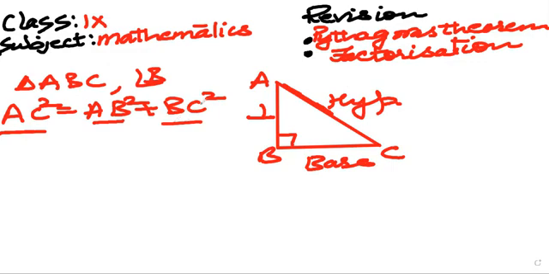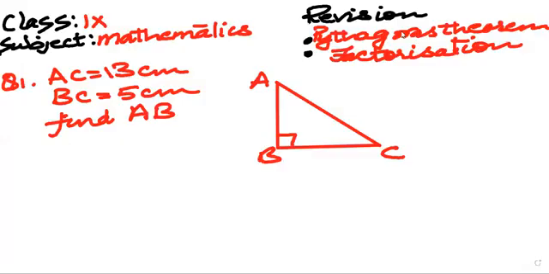Now children, let us discuss questions based on Pythagoras theorem. Your question number 1 is, children, in this triangle, AC is given 13 centimeter, BC is given 5 centimeter, and you have to find AB. So now let's write the values in the given triangle. AC is 13 centimeter, BC is 5 centimeter, and you have to find AB. Okay, so let us take it as X.